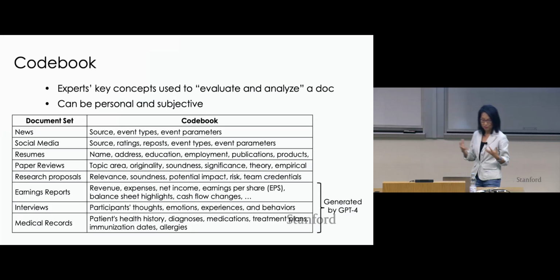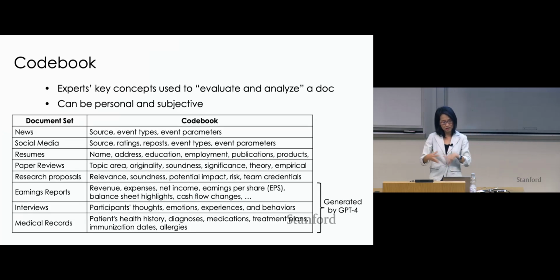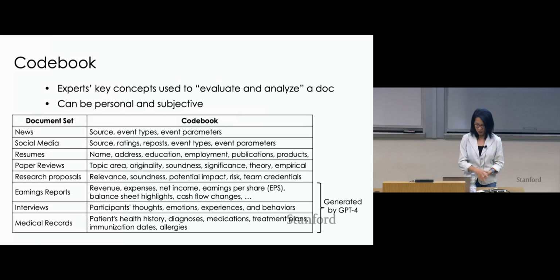In terms of paper reviews, we talk about the topic area and originality. It's very subjective in some of these cases. For research proposals, relevance, soundness, potential, and so forth. And then I got a little bit tired, so I just stuck those in and asked GPT, do you know what the relevant concepts are? Sure enough, it does a pretty good job.